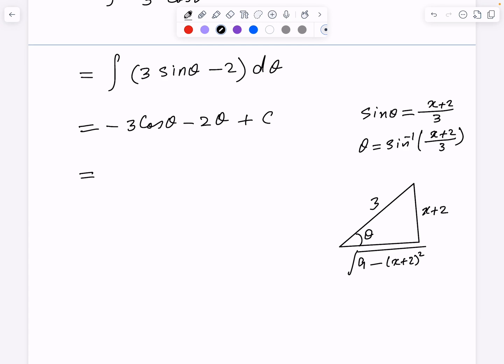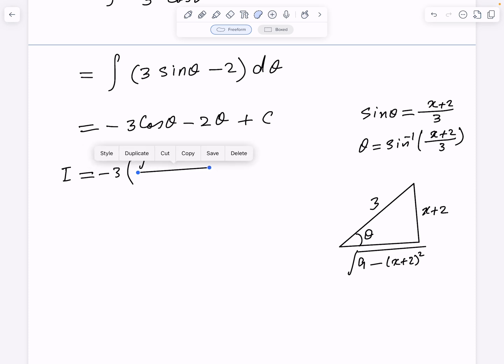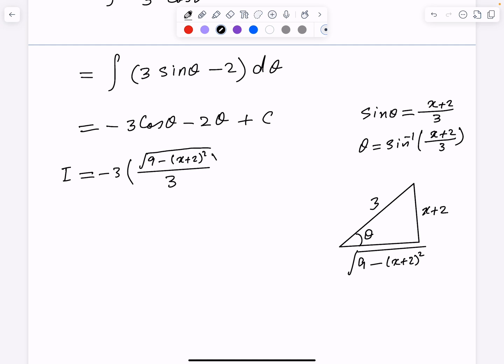And now we're gonna get I being equal to minus 3 cosine theta, which is adjacent by hypotenuse, which is the square root of 9 minus x plus 2 whole squared. Let me just adjust this one to cover up the whole function, divided by 3 minus 2 times sine inverse of x plus 2 divided by 3 plus c.